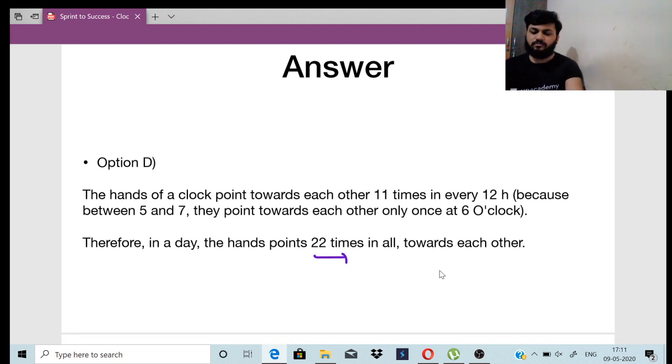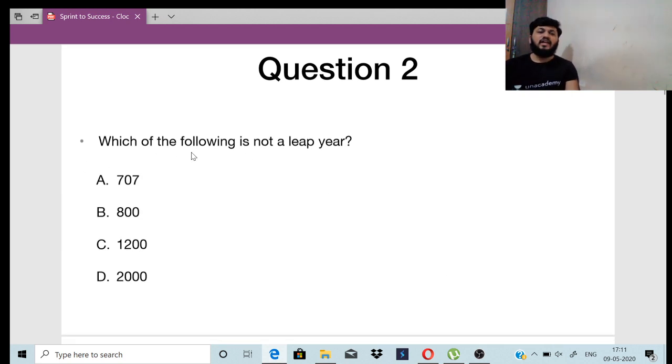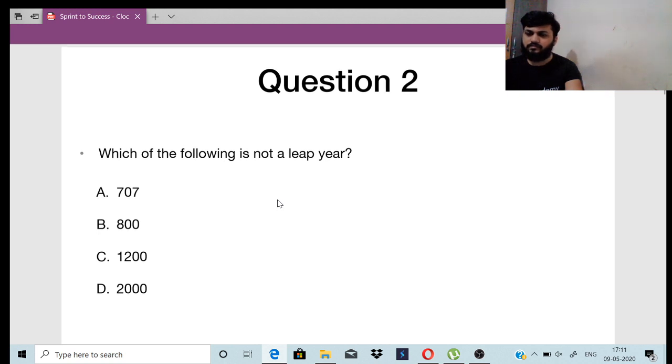Let's move on to the next one. Here is the next question. Which of the following is not a leap year? Option A 707, option B 800, option C 1200, and option D 2000. So which of the following is not a leap year?